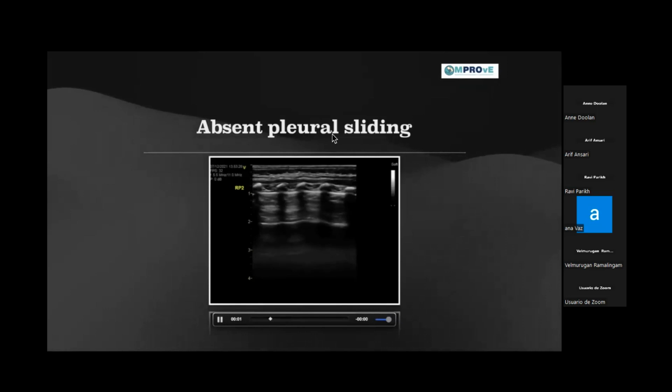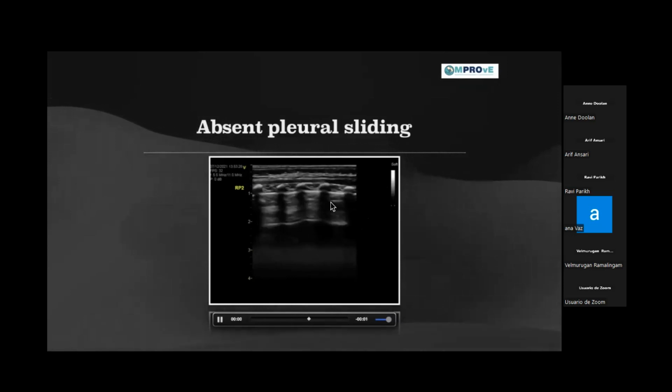Right. I have already written and declared it, absent pleural sliding. But some of you might be thinking in the back of your head, oh, hang on a minute, I can see some movement there. It is definitely making some kind of movement. Can anybody tell me what it is? Is it actually absent pleural sliding, or is it something else going on there? Is it lung pulse?